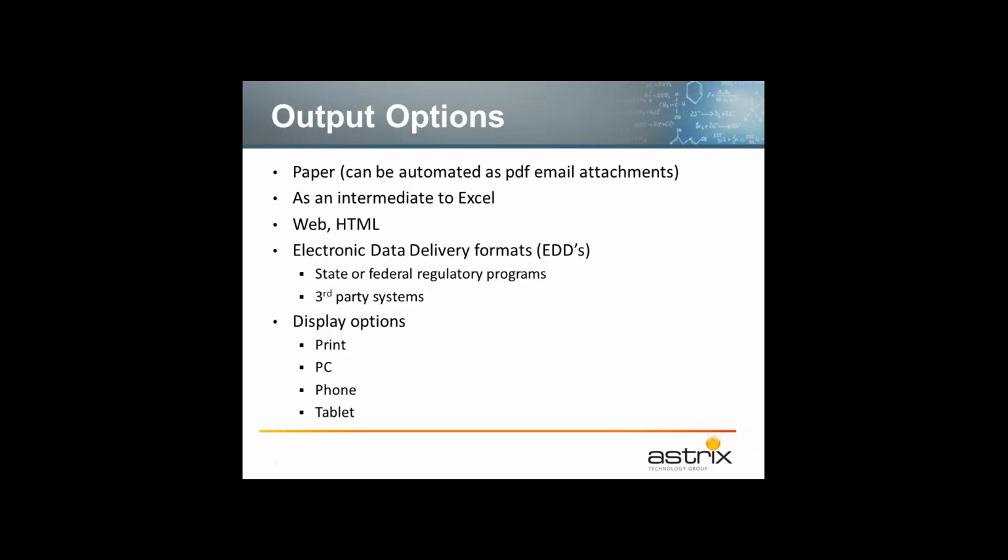Your output could be a web or HTML type page for display. It can also be an intermediate for electronic data delivery formats. Let's say you're sending data to state or federal regulatory programs, or to third-party systems, maybe another database or another internal system in your organization. LabWorks reporting can be used to generate that as well. And then, of course, once we generate that report, your display options are endless. Put it on a printer, put it on a PC, put it on a phone, tablet, you name it. Those display options are wide open.